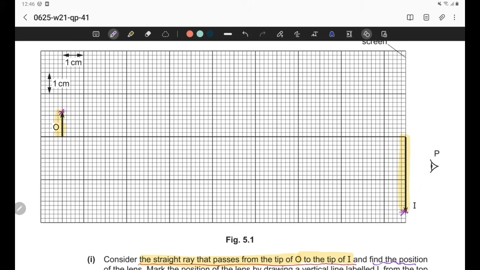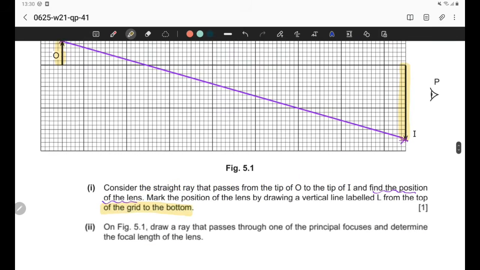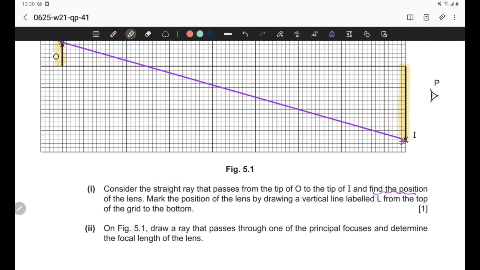So you should take a ruler and draw a straight line between these 2 points. The first part we have already done, that we have drawn a straight ray that passes from the tip of object O to the tip of I.